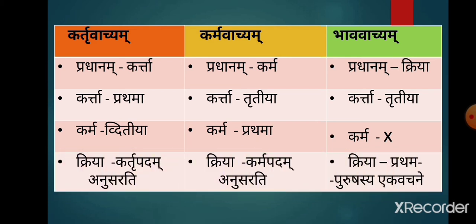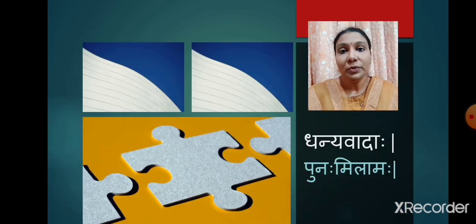In Kartruvacham, Kriya agrees with the subject, that is Kartrupadam. In Karmavacham, Kriya agrees with the object, that is Karmapadam. And in Bhavavacham, Kriya is independent and it is always used in Pratham Purushaha Ekavachanam. That brings us to the end of the presentation. I hope you have understood the concept of Vacham.